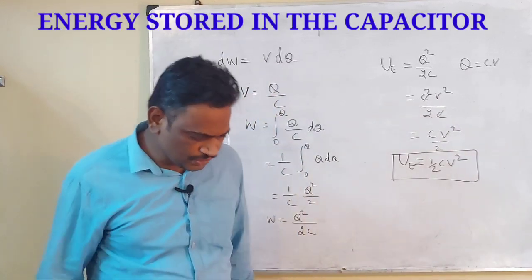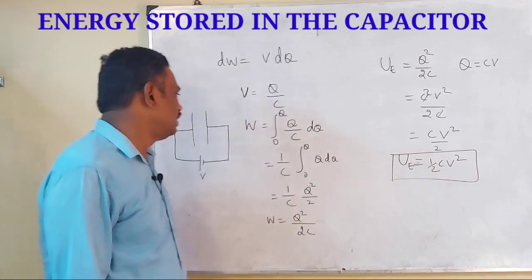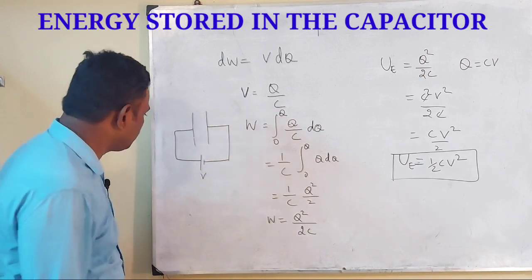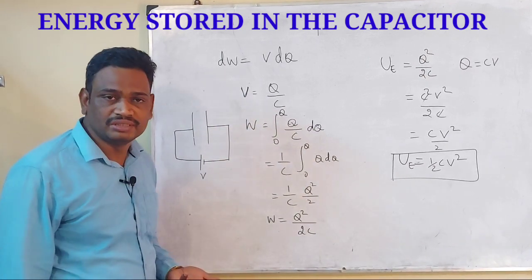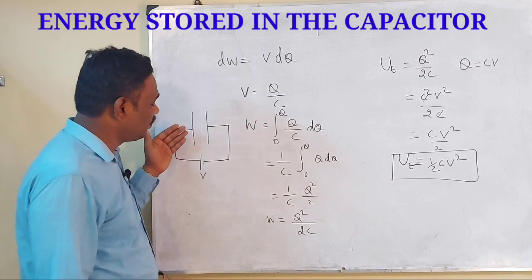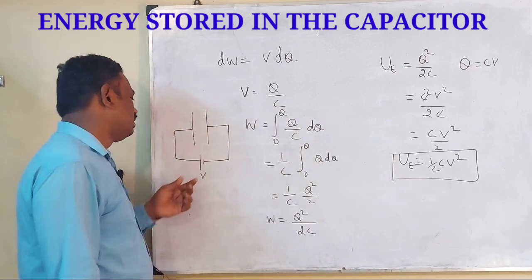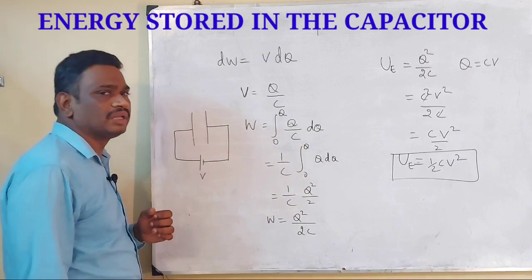Okay, next I move on to energy stored in the capacitor. Let us consider a capacitor connected to a battery of potential V. Now the capacitor will start charging, which means the charges are transferred from one plate to another plate due to the potential difference applied across the capacitor.